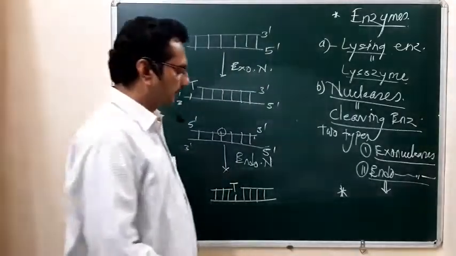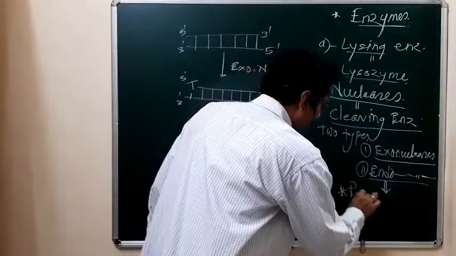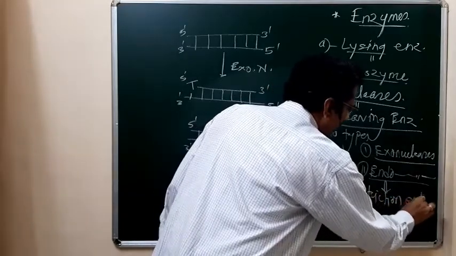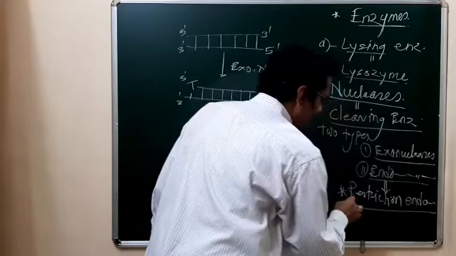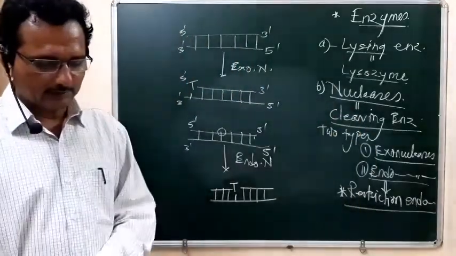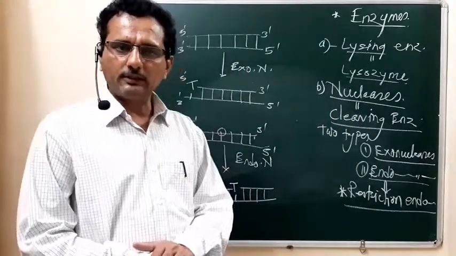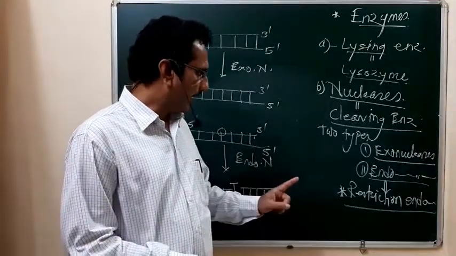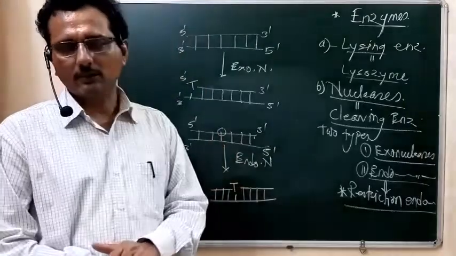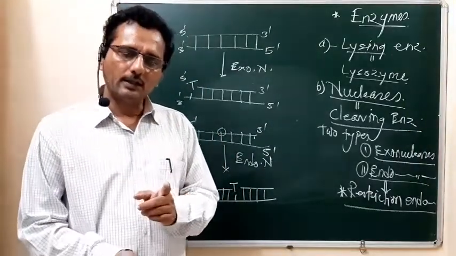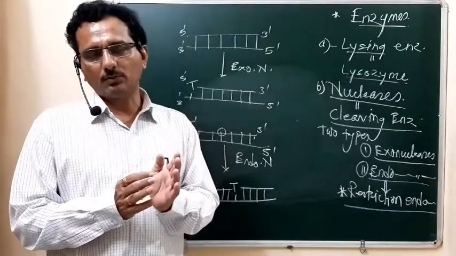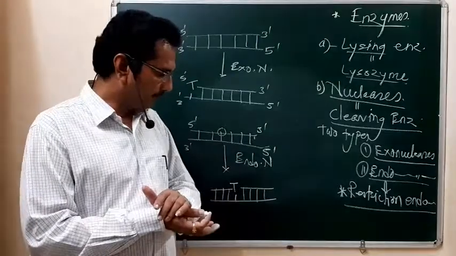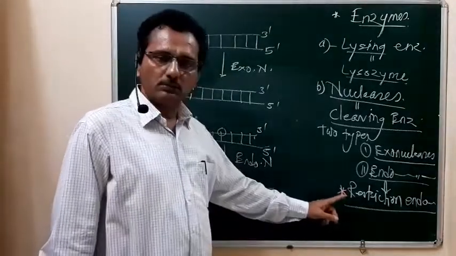And what is that enzyme? It is the restriction endonuclease. This restriction endonuclease enzyme also takes the cut at the middle region of the DNA, but remember, they cut the entire DNA molecule, meaning they cut the two strands of the DNA molecule. So the name is given restriction endonuclease enzyme.